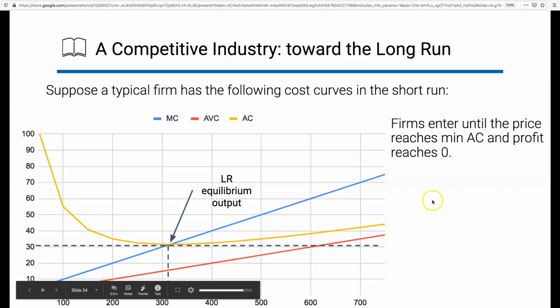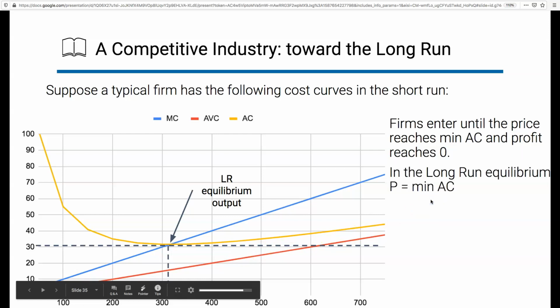And these two conditions together mean two things. Price equals minimum average cost means each firm is making zero profits. Price equals marginal cost means each firm is maximizing. So that means that each firm is doing its best and still earns zero.